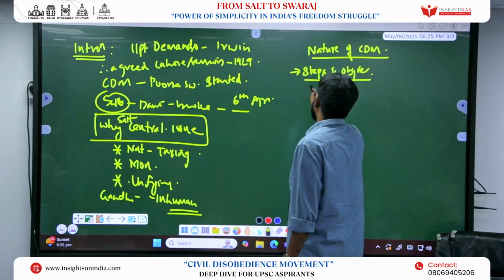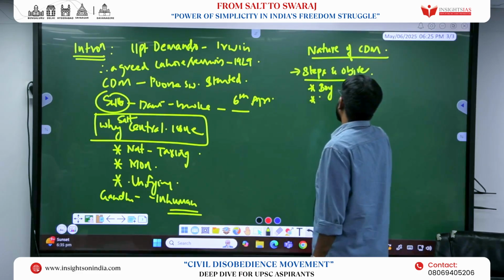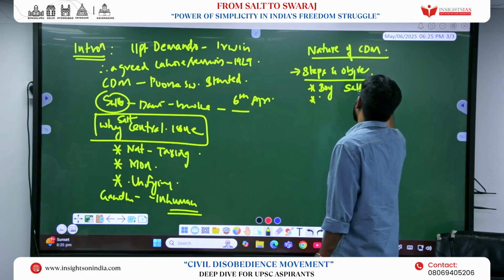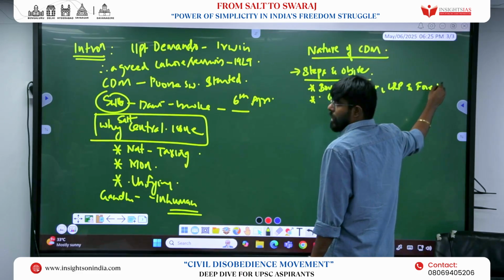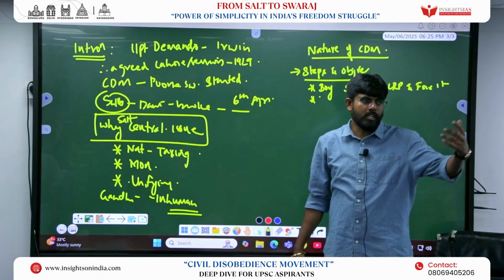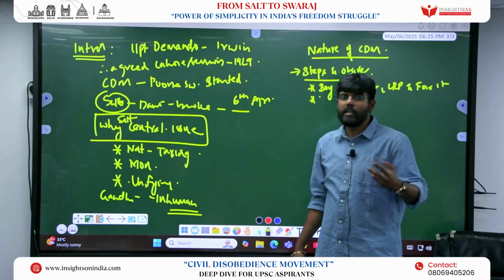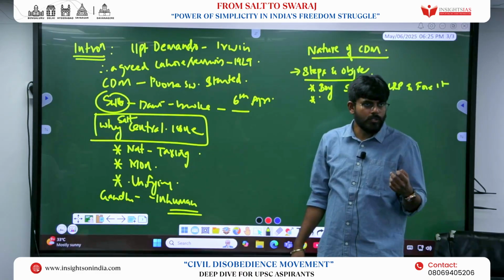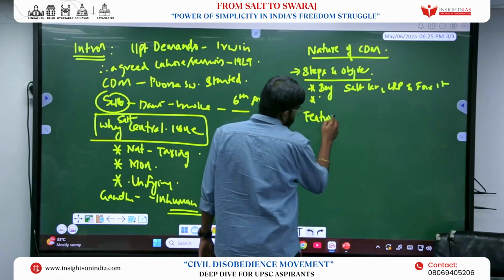So what will you write? Boycott of salt laws, land revenue policies, forest laws, etc. Boycott of foreign goods. Government officials were asked to resign. So these are the steps. And what was the ultimate objective? Purna Swaraj. Now you have to write about the features.